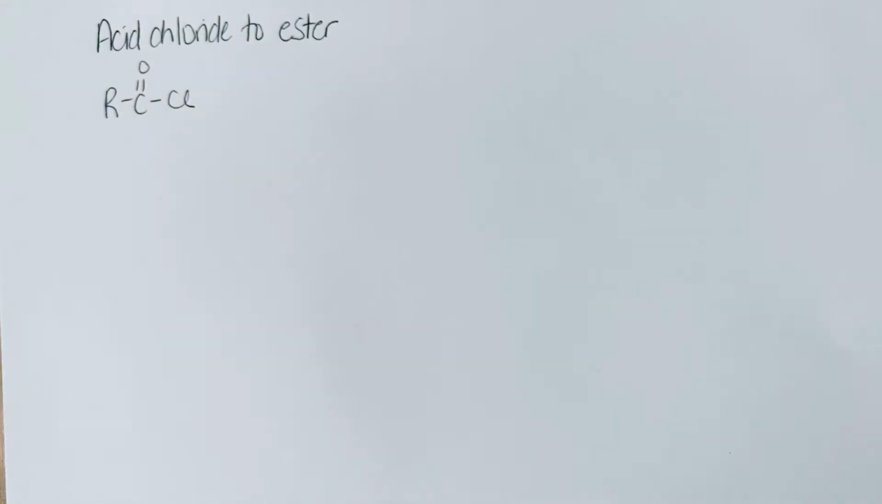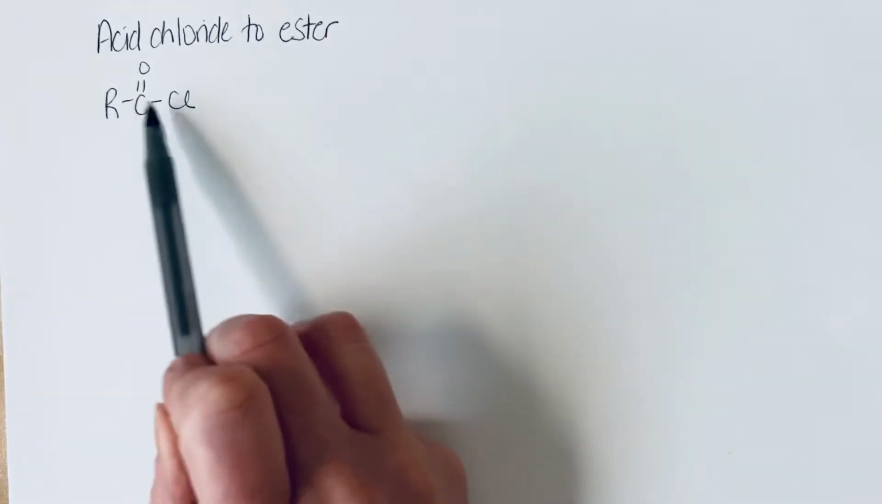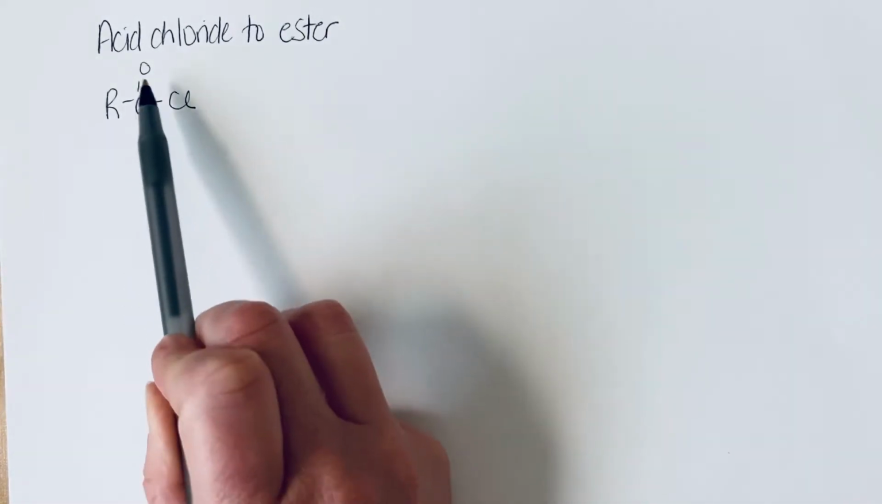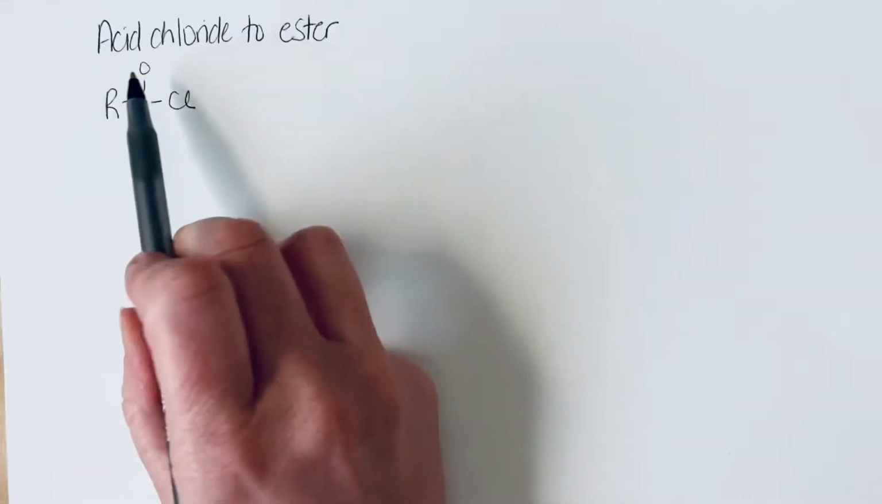So this is a carboxylic acid derivative. Carboxylic acid derivatives all have the same oxidation state as a carboxylic acid. So you'll have a carbon basically with 3 bonds to something that is more electronegative than carbon. And so here is the acid chloride. And of your carboxylic acid derivatives, this is the most reactive for a nucleophilic acyl substitution reaction.